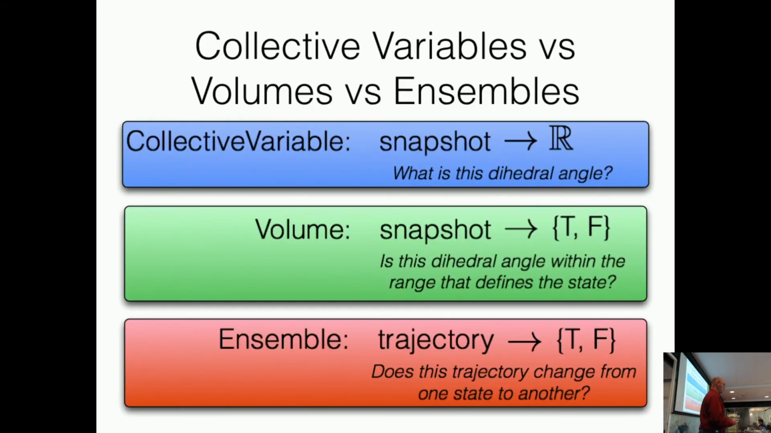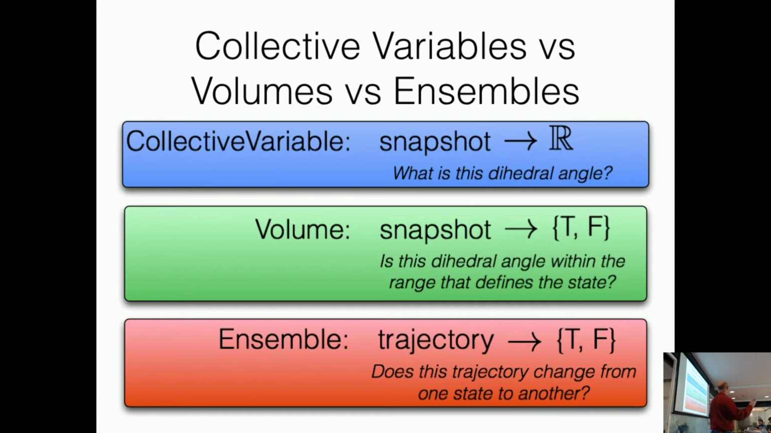So now a little bit on CVs versus volumes versus ensembles, because this is a point of frequent confusion, especially if you're not used to path sampling. In fact, even if you are, I think I've been guilty of making some of these confusions and certainly speaking incorrectly on some of these. So a collective variable is a snapshot maps to a real number. It's a function that converts a snapshot to a real number. Technically, in OPS, it can do more than just a real number, but to simplify, let's think of it as mapping to a real number.